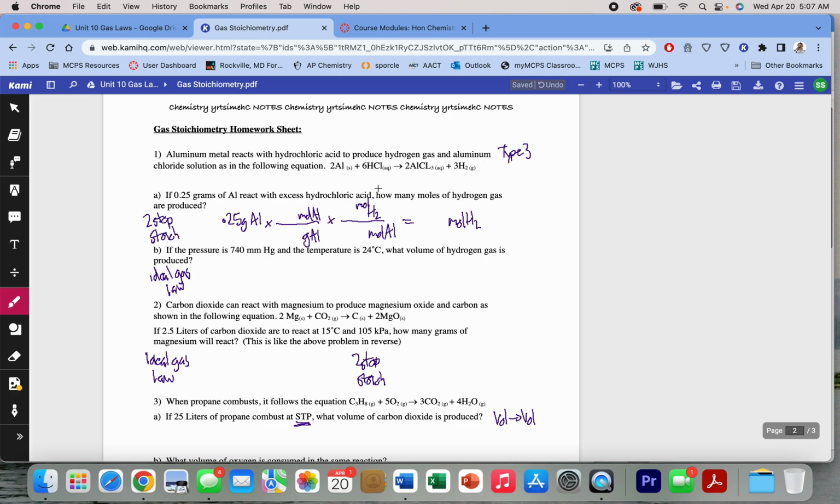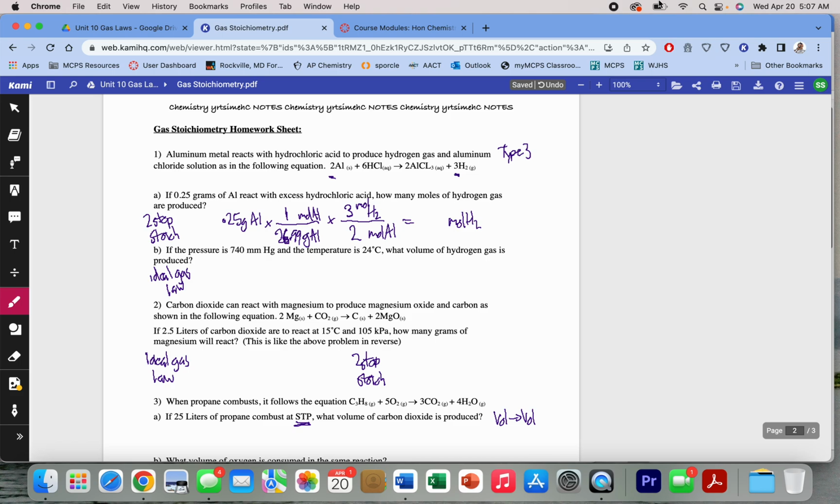The mole ratio comes from the balanced chemical equation. There are 3 moles of H2 for every 2 moles of aluminum from the chemical equation. Here's my 3, and here's my 2. When I look at the periodic table, I find for every 1 mole of aluminum, there are 26.99 grams of aluminum, right? That's the molar mass of aluminum. And so now I have two-step stoichiometry set up.